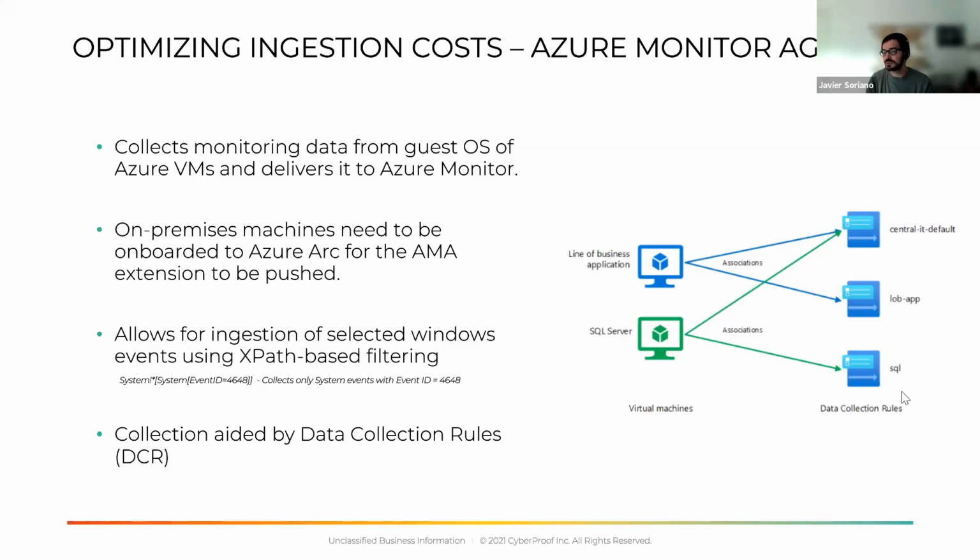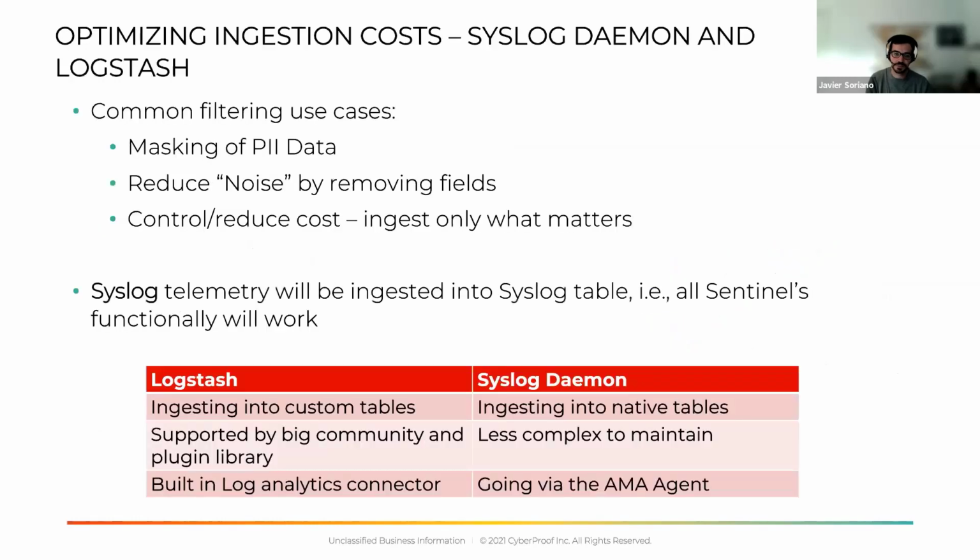For example, the SQL data collection rule collects specific logs from the SQL engine, so that one I will only apply to my SQL server. And then, for example, there might be a central IT default that collects the security events we were talking about, which I apply to both my line of business application and also my SQL server. So again, a very important tool to optimize and filter, to send to Sentinel just what you really need.